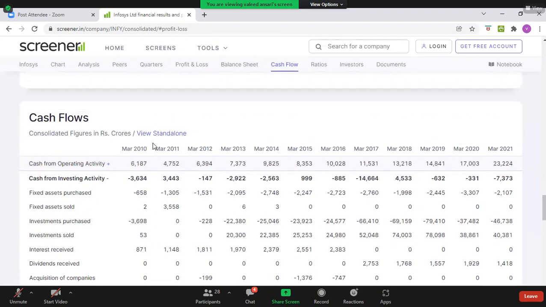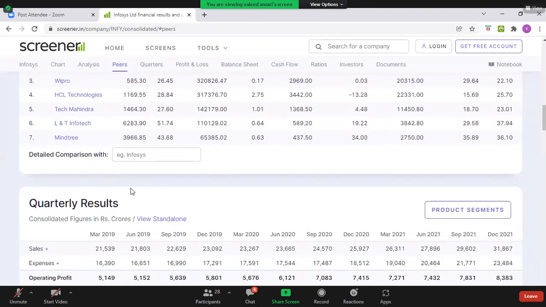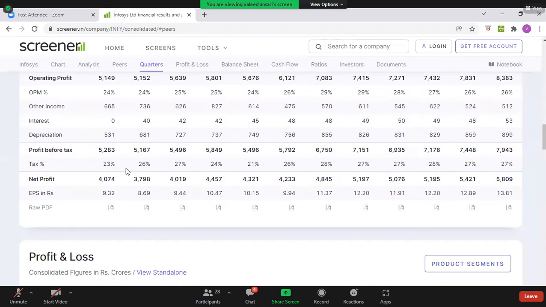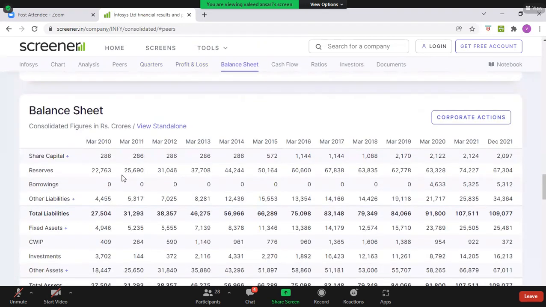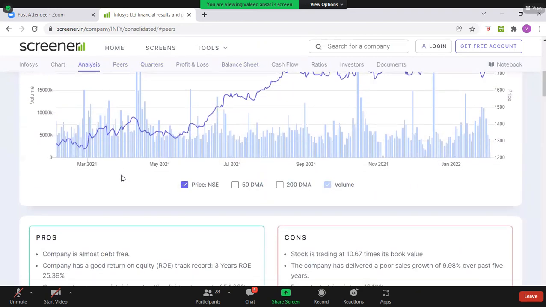And now you can also see the comparison of peers. What are the other companies in comparison, like TCS, Infosys, Wipro, HCL. The quarterly results are also available for all these companies. So comparison can also be had by this, of these companies, and so one can compare also.